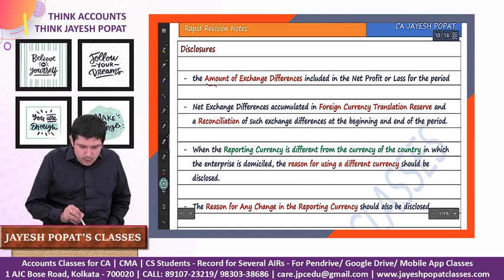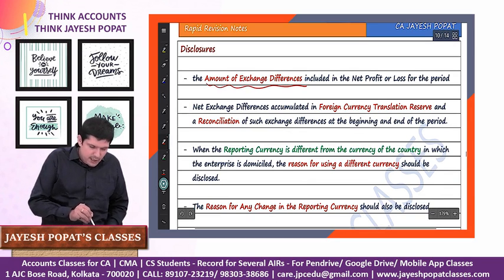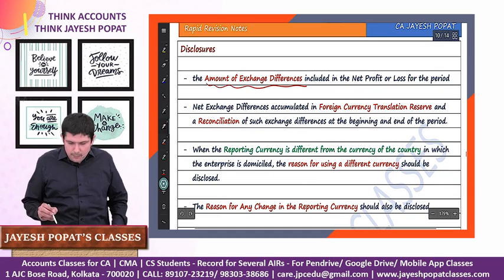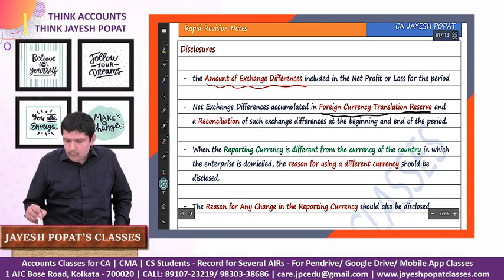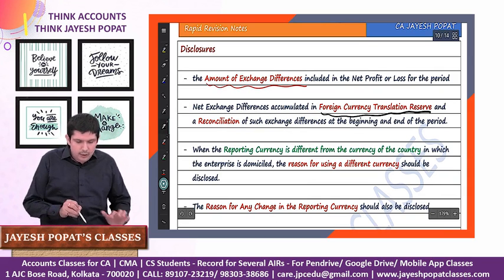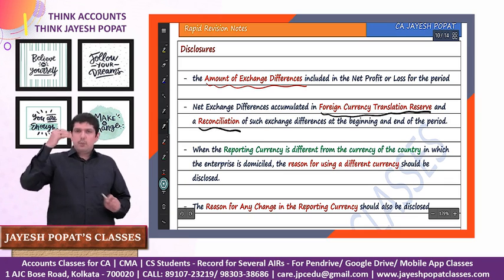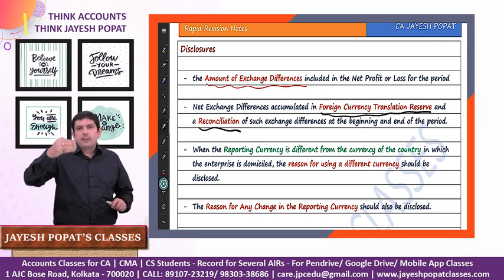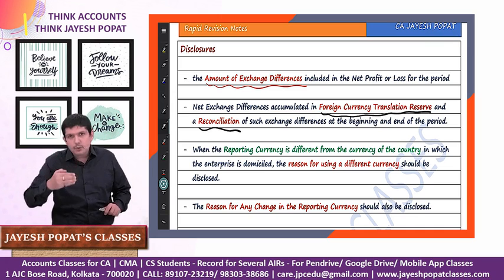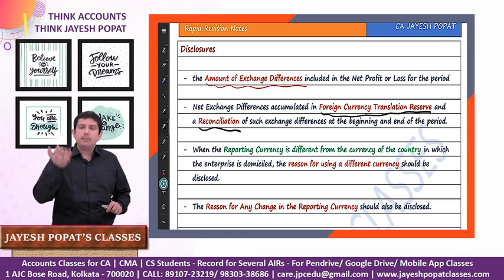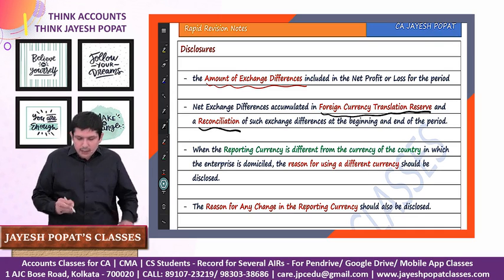Disclosures: you need to disclose the amount of exchange difference that you have recorded in your financial statements, and how much amount you have accumulated in your FCTR account. You also need to show a walk of the opening balance in FCTR, how much additions have been made, what has been utilized if you have disposed of your foreign operations, and what the closing balance is.